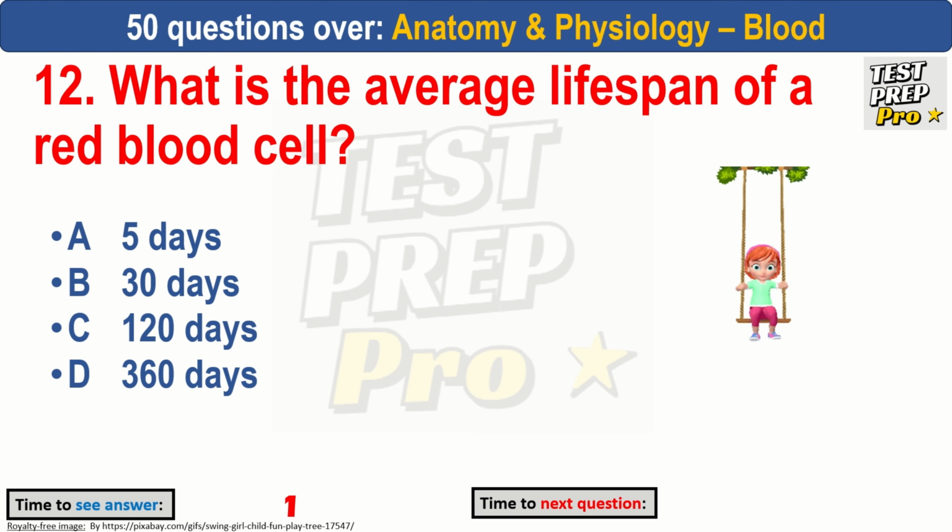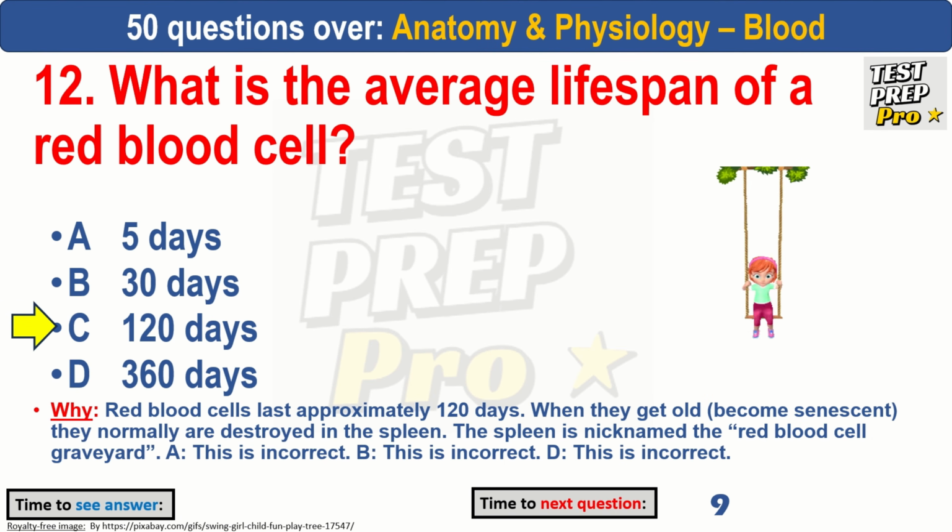So how long do red blood cells last? The answer is 120 days. There is some evidence that they might last around 110 days in females, 120 days in males. So there's a tiny, tiny little difference, but they last 120 days.